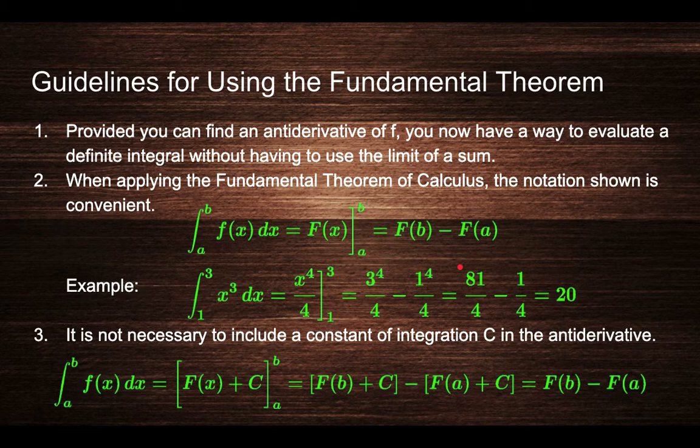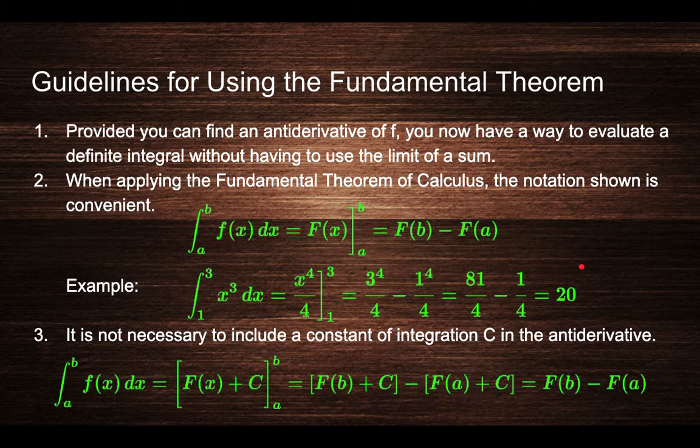So as we're using this, again, we don't have to use the limits. This notation is commonly used that when we say instead of F of b minus F of a, we'll often just say F of x and put a vertical line or a square bracket and say a to b on there. So if we're looking at the integral from 1 to 3 of x cubed dx, the antiderivative, or an antiderivative, we don't need all of them. We just need any antiderivative. X to the third gives us x to the fourth over 4. So when we evaluate that from 1 to 3, we plug in 3, we get 3 to the fourth over 4. Plug in 1 to the fourth over 4. Take the difference, we get 20.